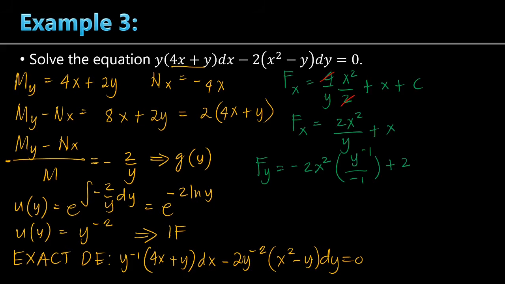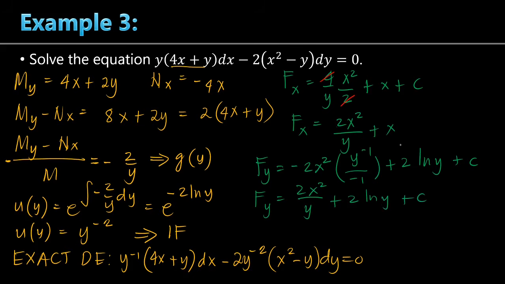Ano bang integral ng dy over y? Diba? Yun ay ln of y. Yan. Baka kasi gawin mong integration of powers din eh. So, remember, kapag yan ay ginawa mo, magiging 2 dy over y siya. Na pag in-integrate ay 2 ln of y. Ayan. Okay? Now, let us simplify fy. Simplify natin yan. Negative, negative, positive. So, 2x squared over y plus 2 ln y plus c.